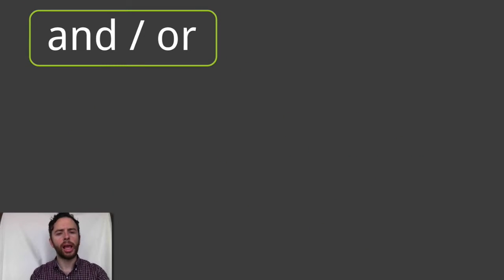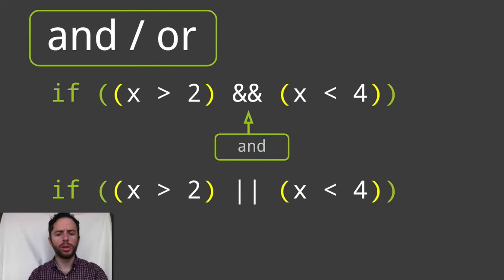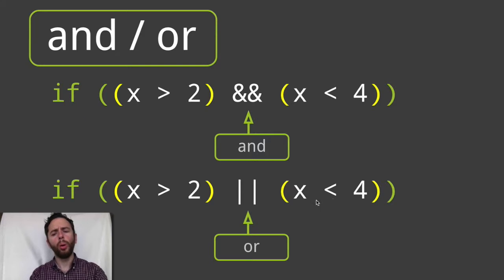We also have something called and, or. This means if x is greater than 2 and it's also less than 4, the code will run for your if statement. Otherwise, the code will not be run. That is what's called an AND statement, and we use these two AND symbols. This is what's called an OR statement. We use these two symbols. This means if x is greater than 2 or it's less than 4, this will run.